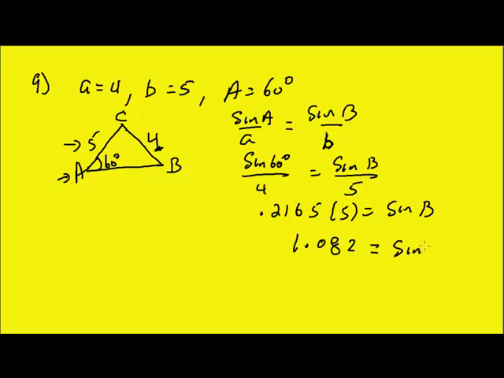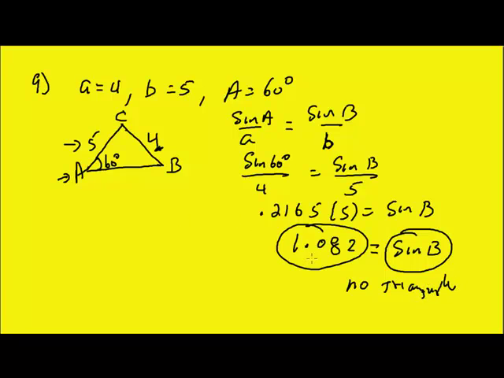So we're going to get sine of B, and right now I can stop right there. I can't go any further because that will never happen, because sine of anything has to be less than 1. So this is none. I get no triangle. Okay, so that problem is done.